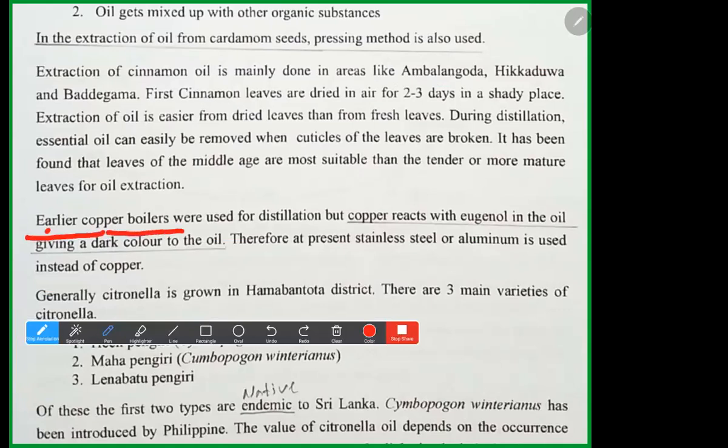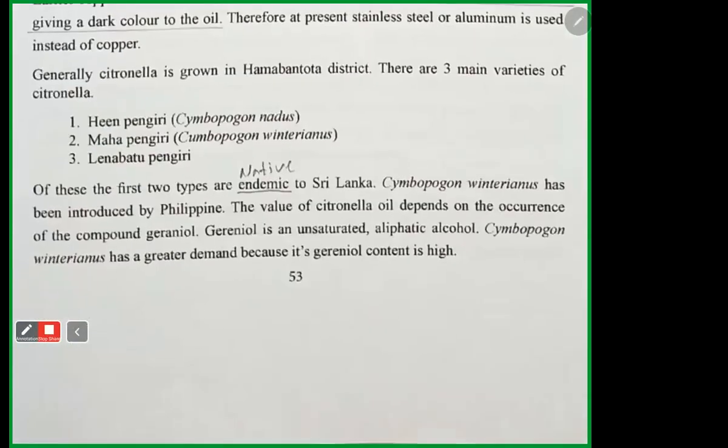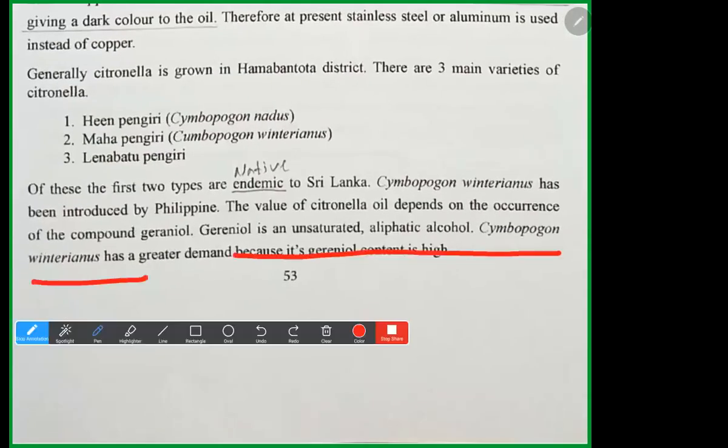Earlier, copper boilers were used for distillation, but copper reacts with eugenol in the oil, giving a dark color to the oil. Therefore, at present, stainless steel or aluminum is used instead of copper. Generally, citronella is grown in the Hambantota district.